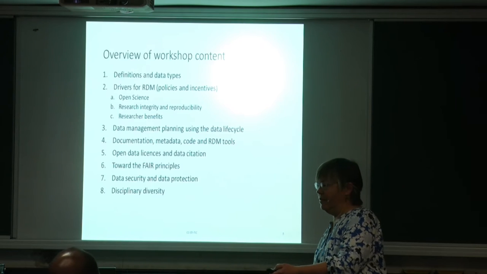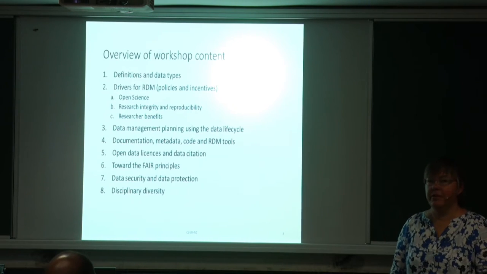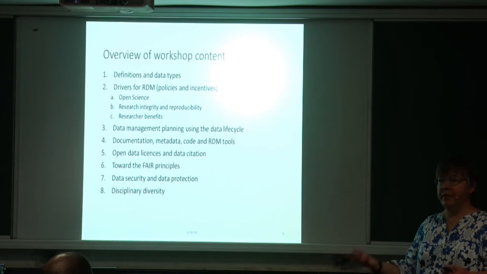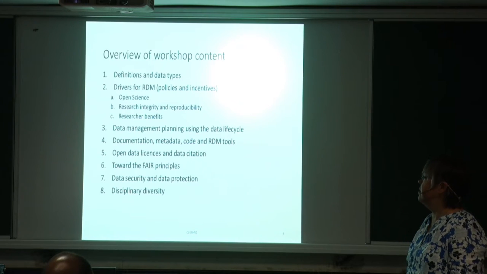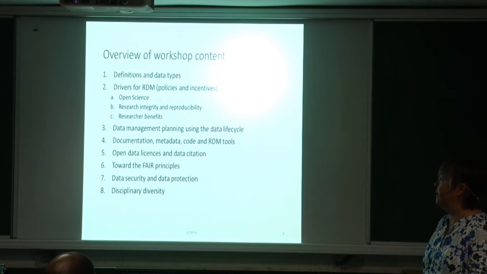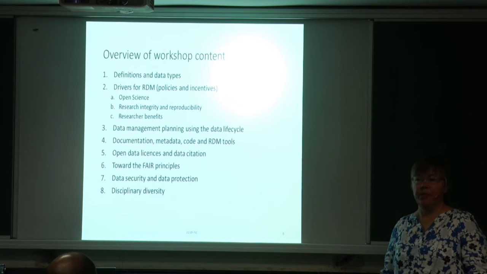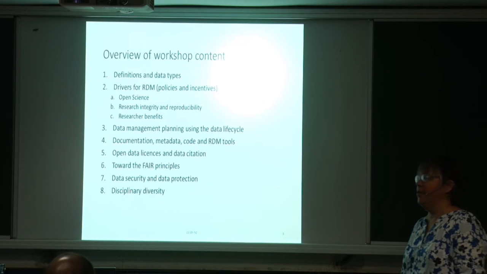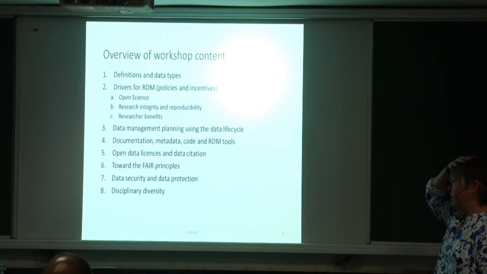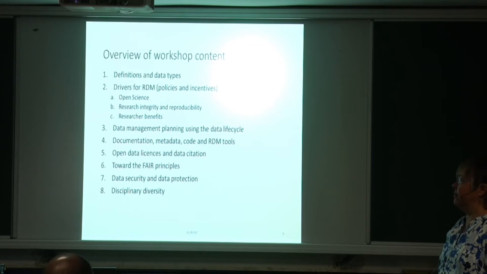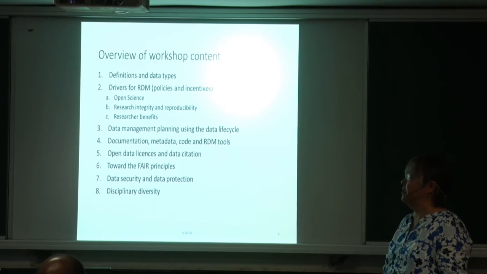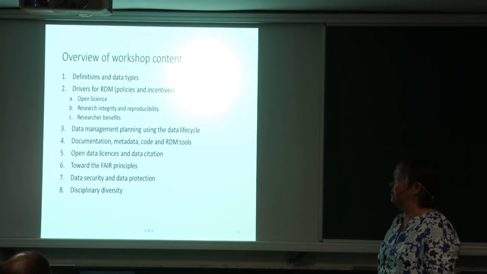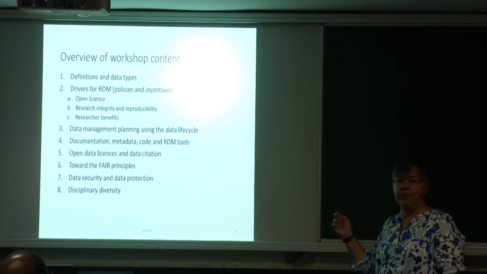So we saw the live results. These are the topics I thought would be useful to cover. Basics: start at the beginning, start with the definitions, unpack what we're talking about a little bit, and then more about why we're doing it. You probably have a lot of background in this already: the drivers for RDM, why are we doing this? Which I've broken down into three categories of open science, research integrity along with reproducibility, and the benefits for the researcher themselves. Then we'll do a bit about data management planning.